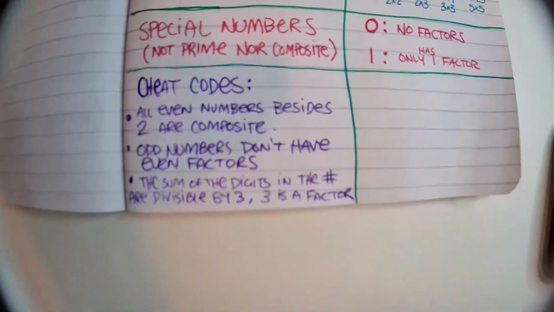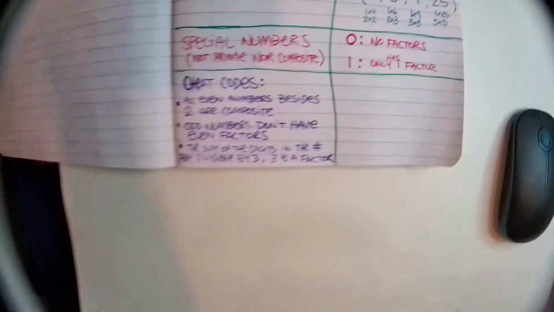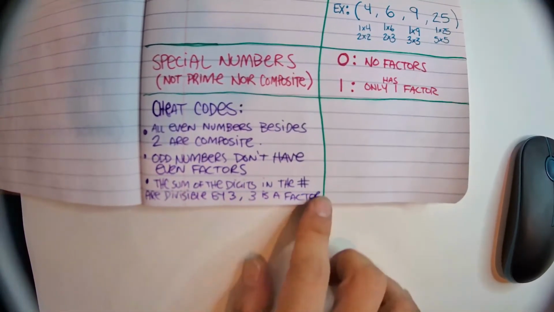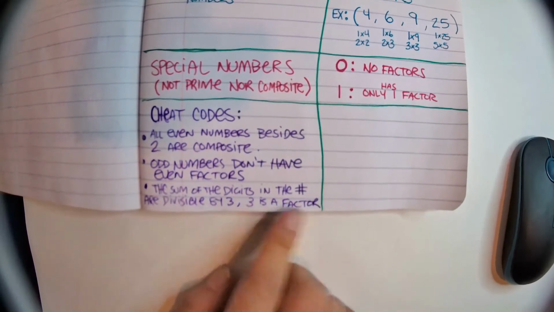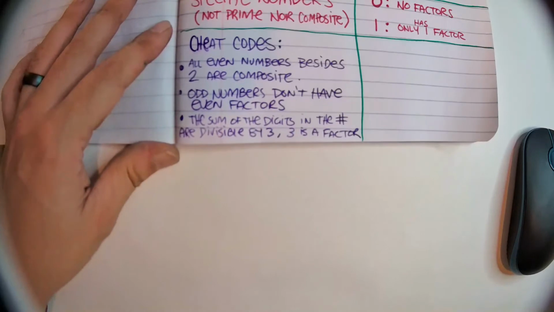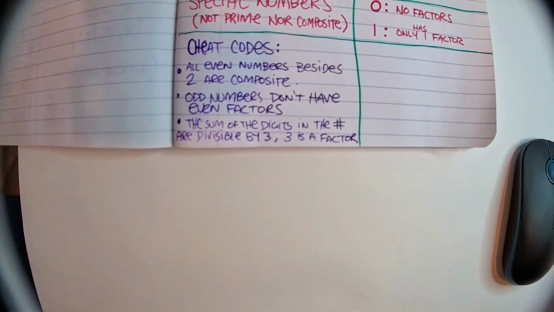I'm going to zoom in on this one because it's that important. Oh, dang it. My zoom doesn't always do zoom with the focus. So sorry. If the sum of the digits in the number are divisible by 3, then 3 is a factor. All right. So let me tell you what I mean by that. So this is a cool trick.